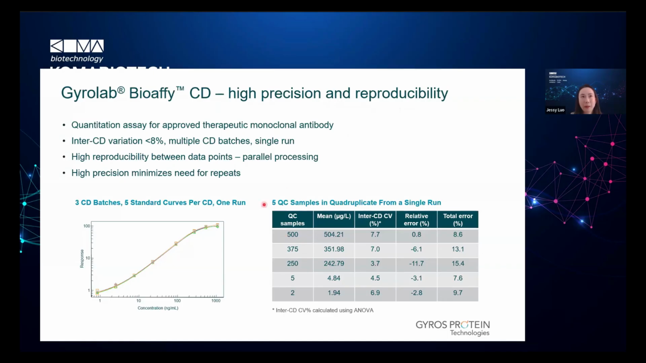As it is an automatic platform, our data precision and reproducibility are quite good. Usually the CV will be less than 8. And sometimes if the assay is quite robust, we can also achieve less than 5 CV, no matter whether it's inter-CD or between CDs.